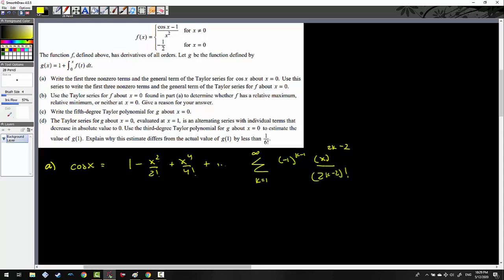Now I know what you're thinking. You're thinking that that sounds good. The problem is that if you do this, you're saying 1 minus x squared over 2 factorial plus x to the fourth over 4 factorial plus dot dot dot, and then this entire series yet again starting from k equals 1. That's bad. You are duplicating some of your answers. If you do this on the AP exam, you are in line to get it wrong.